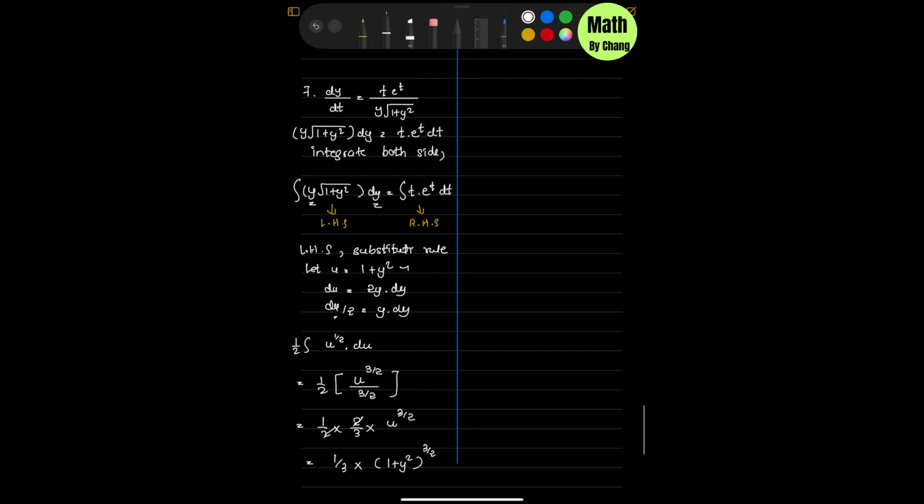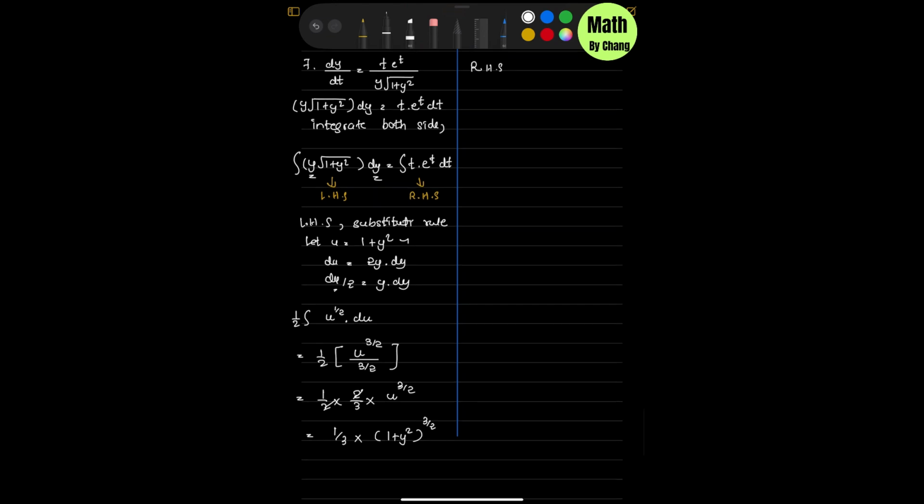So let's try to solve the right hand side here. In this case, we are not able to use the substitution rule, because if we put t as u, you will not get e^t, right? And again, if we put u as e^t, we will not get t again. That's why, for the right hand side, not the substitution rule, sorry, we will use integration by parts.